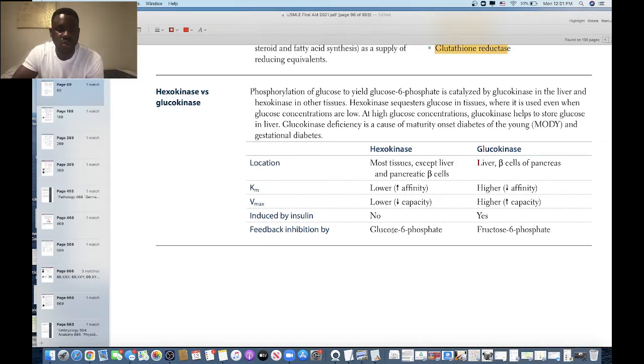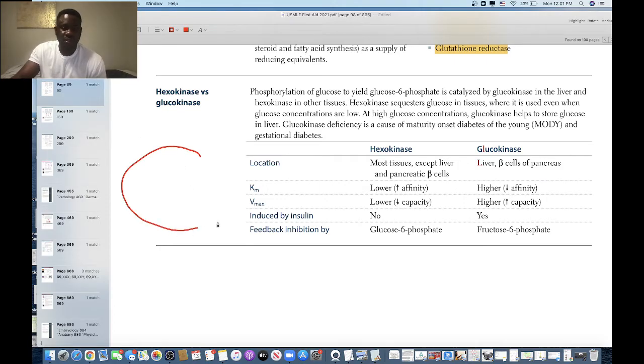Now let's look at hexokinase versus glucokinase. This is what I don't like about First Aid. It just states the thing. So if you are someone who does not really have an overview or basic knowledge of biochemistry before you come here, it makes things very difficult. Why would they just jump straight to hexokinase and glucokinase? They have to link it to something. Where do we see it, right?